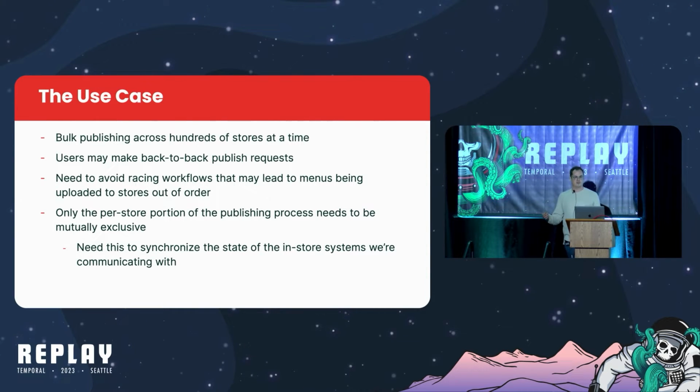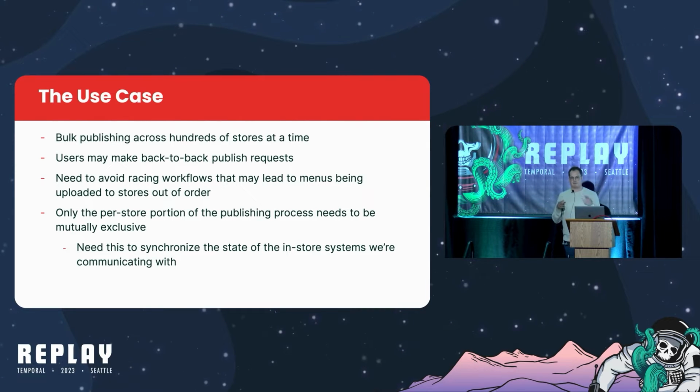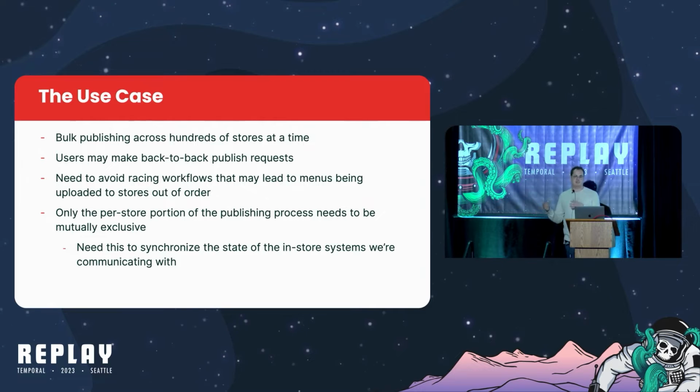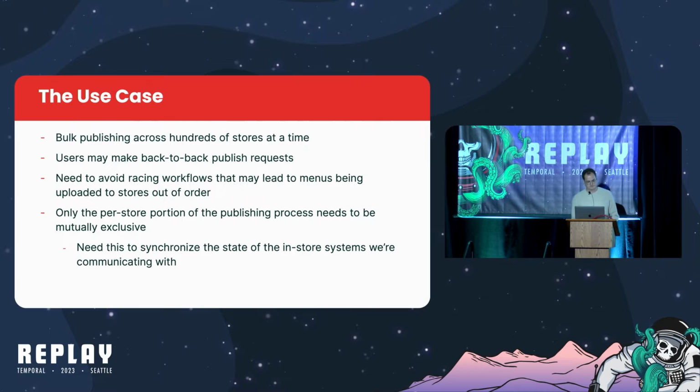And that's because we're communicating with multiple systems in store that need to be synchronized. When we're talking to those in-store systems, they're communicating with each other, there's validations happening, and we need to make sure that all those in-store systems have the same data at the same time. So we can't just run both in-store at the same time.